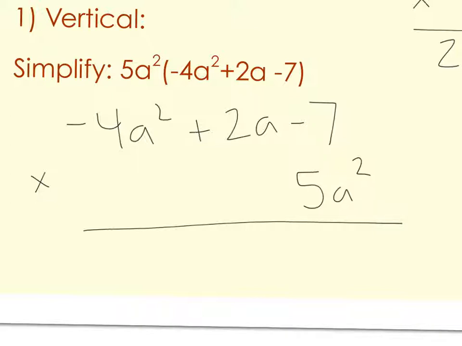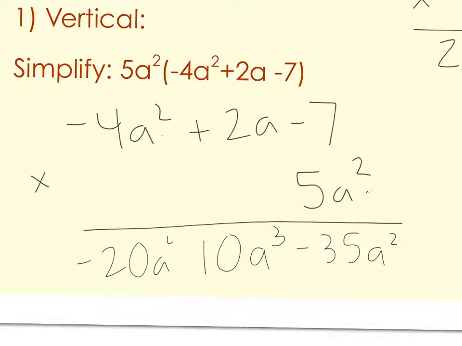So I'm going to take my 5a squared and multiply it by 7. So 5a squared times negative 7 is negative 35a squared. Now I'm going to look at 5a squared times 2a, and I get positive 10a cubed, and 5a squared times my last term, negative 4a squared, and I get negative 20a to the 4th.